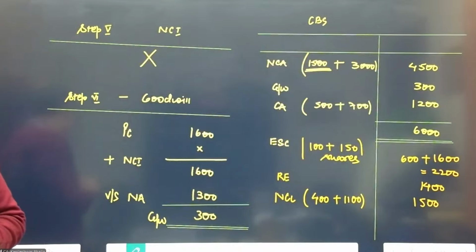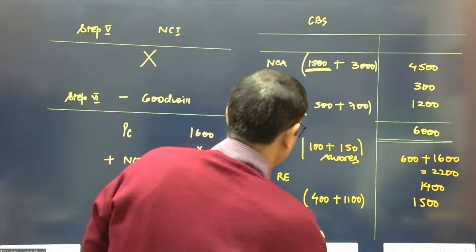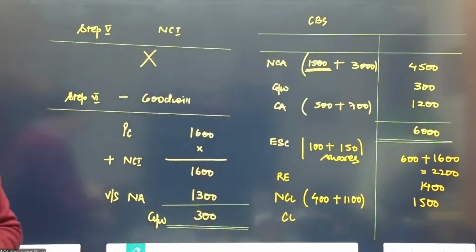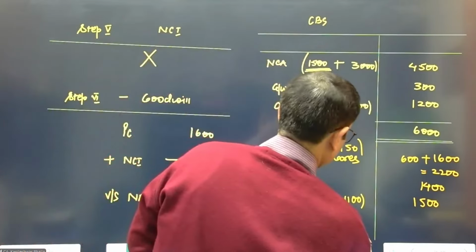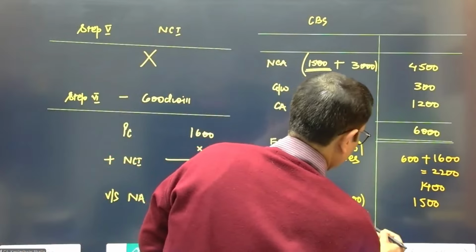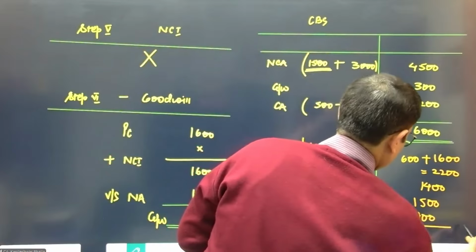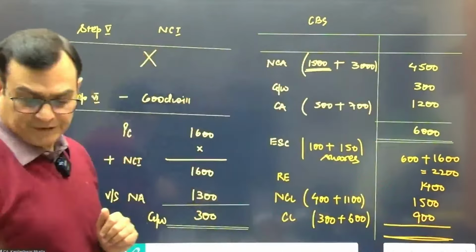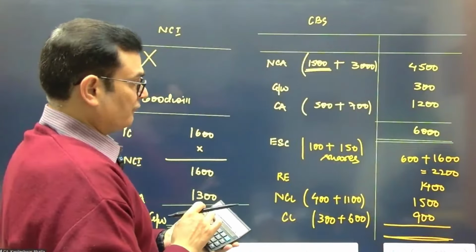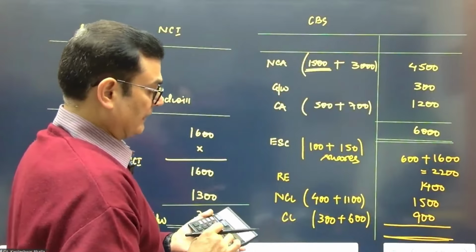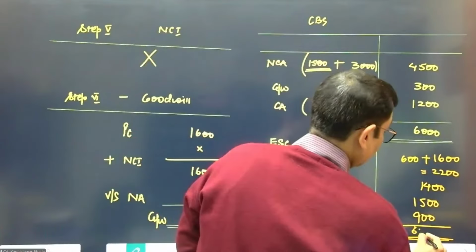And then finally, we also get the input, and this is current liabilities. So as far as current liabilities are concerned, that is going to be 300 plus 600. So that makes it a total of 900. So this will give us the total of the balance sheet. So 2200, 1400, 1500. Sir, can you explain the equity capital part?